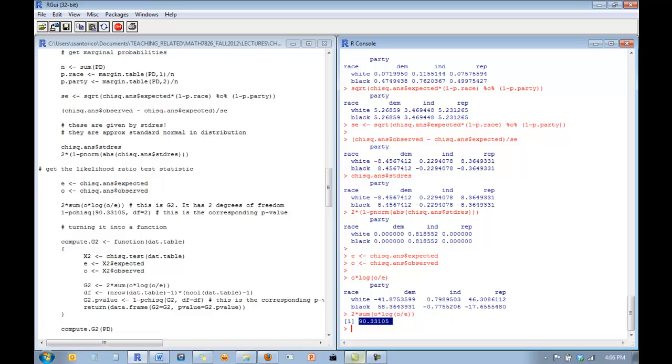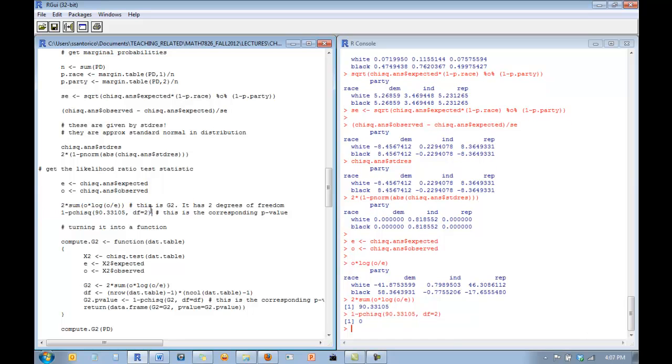So I've got a value of around 90.33, and I actually just copied and pasted that into here. Degrees of freedom: we had talked about that it had 2 degrees of freedom because it's a 3 by 2 table. So I've got to compute my p-value. I can do pchisq. I need the probability of something larger than that.